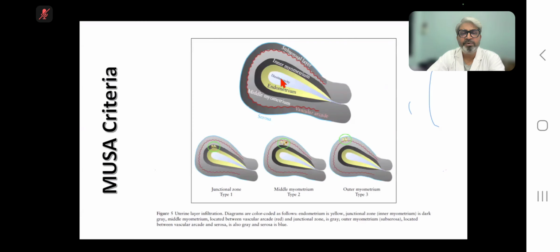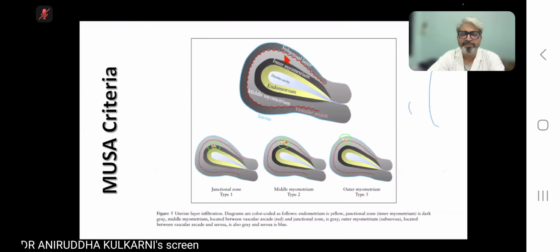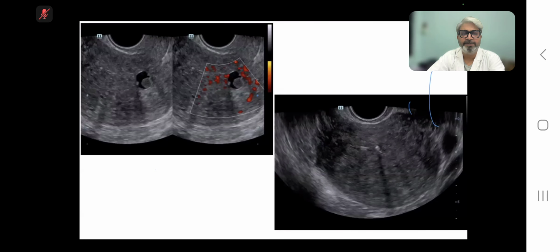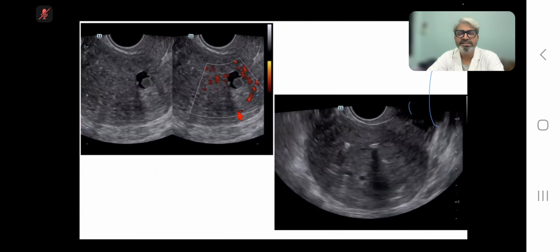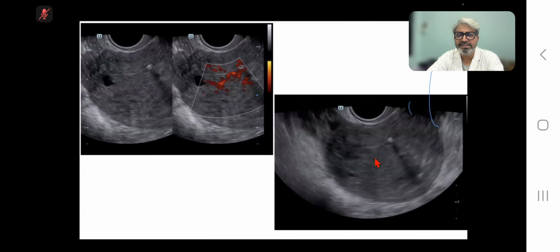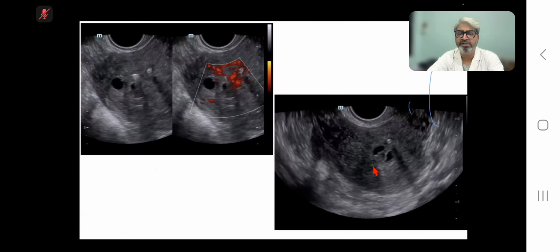And see, this is the endometrial cavity. This is the endometrium per se, and the adjoining territory is the inner myometrium. This is the mid myometrium, and this is the subserosal surface, or layer 3. So we are dealing with the junctional zone, which is type 1, the middle myometrium, which is type 2, and the outer myometrium, which is type 3. On many instances, you can find tiny cystic spaces which show comet tail artifact.